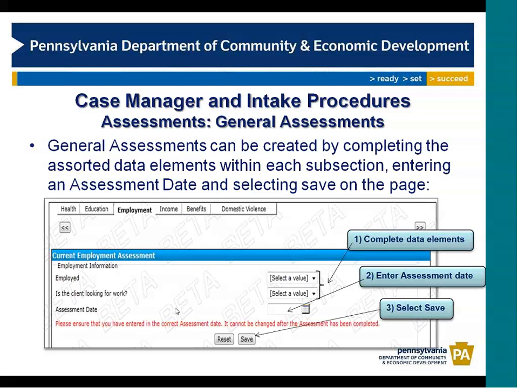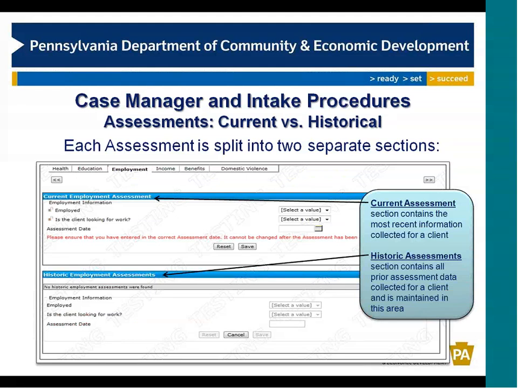Once you've entered those two steps, you hit save, and the data has been entered and associated to the client in the system. Now, each assessment is broken up into two separate sections. The top section always contains what we call the current assessment, while the bottom section contains what we call historic assessments. The current assessment is always the most recent set of data collected.